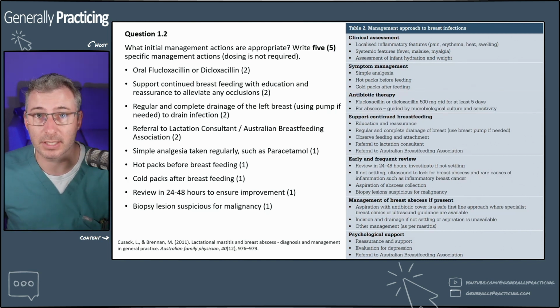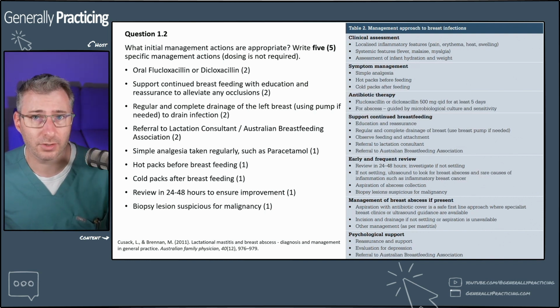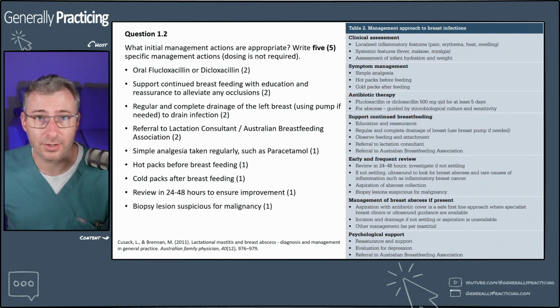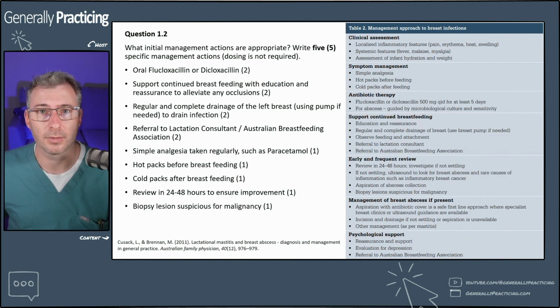Tied into that a little bit is regular and complete emptying of the drainage of the left breast using a pump if needed to drain infection. We want to try and get as much of that infection moving. So again, specifying why we're doing it. You would consider referral to a lactation consultant or an Australian Breastfeeding Association support person would get you full marks. Again, if you wanted to really be good, you would specify for lactation education or breastfeeding education.